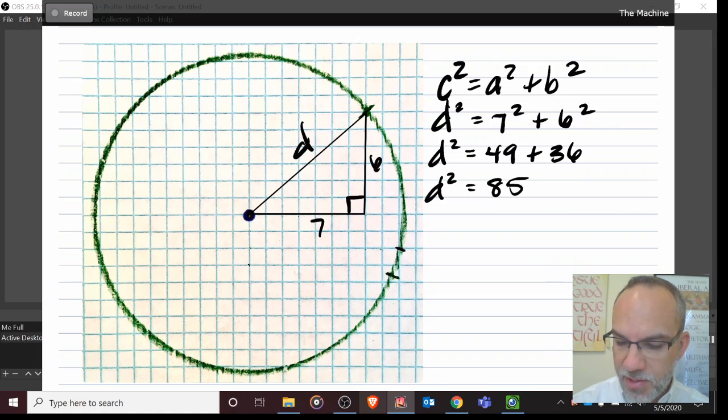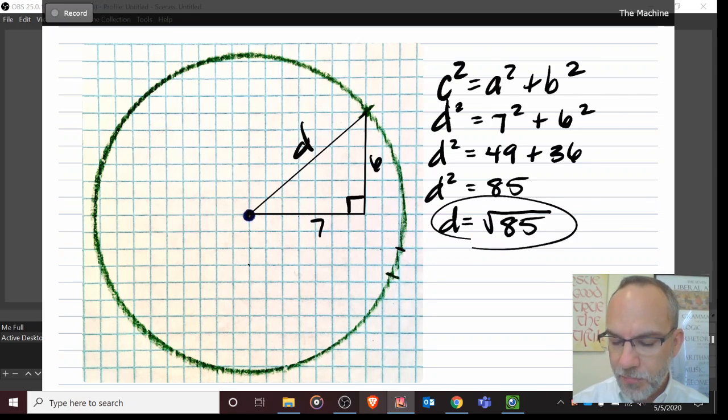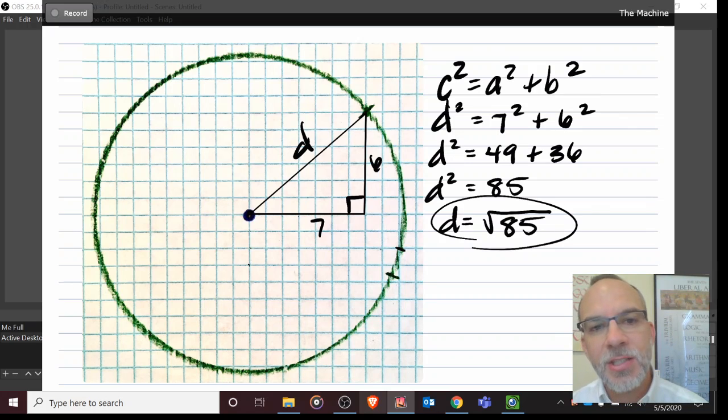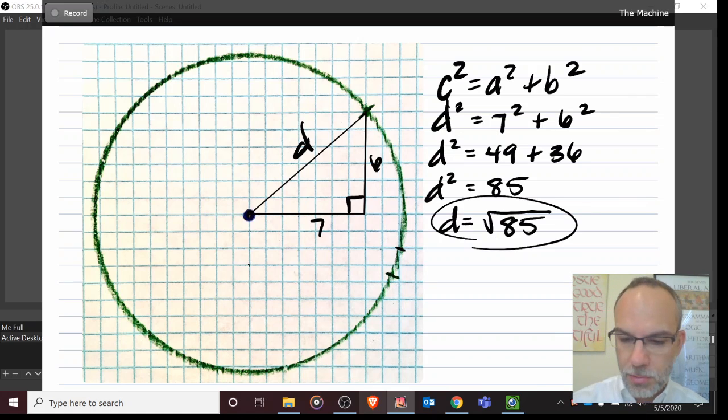And so then we take the square root of both sides and I say distance is equal to the square root of 85. Okay, nice. Well, that's review. But here's the thing. Every single point on the circle is the same distance from that center. So let me do another triangle.